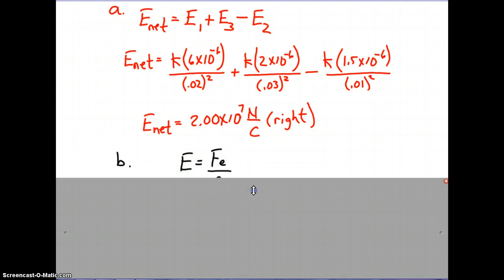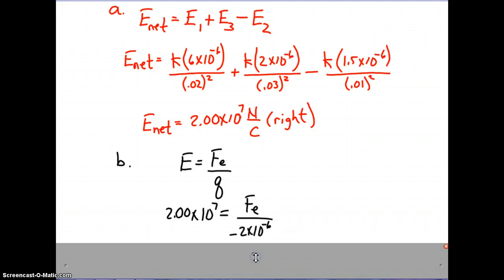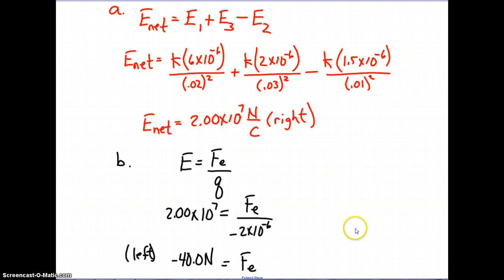Now for B, E equals F_E divided by q. We know our net electric field at that spot is 2 times 10 to the 7th. F_E divided by the charge we're going to put at that spot, negative 2 times 10 to the negative 6, and we get an answer that's negative 40 newtons. And the negative indicates that the force is in the opposite direction of the electric field, which makes sense since electric field direction is defined to be the direction a positive would take. This charge is negative, so the force on that charge would be pointed in the opposite direction.